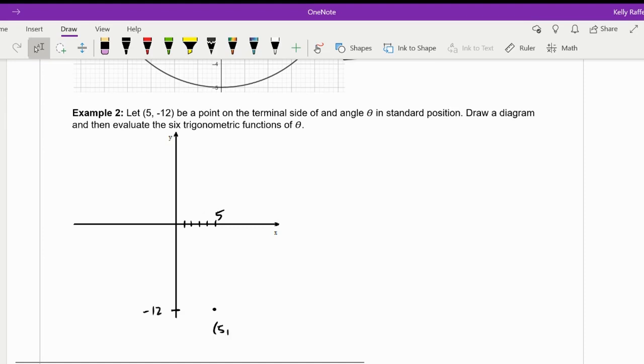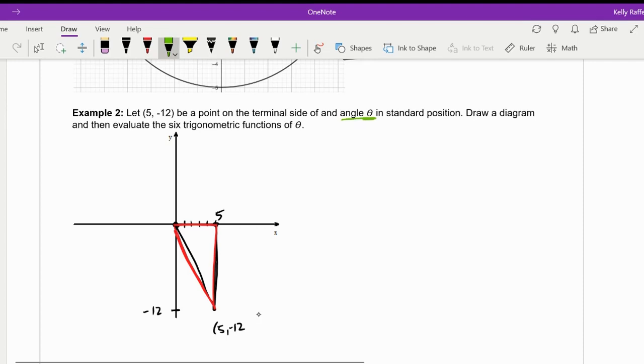So this would be my point. And we're going to draw our triangle. So you always go from the x-axis down to your point. We don't go from the y-axis. So from the x-axis to my point, and then from the origin is where our hypotenuse comes from. So my triangle always has a side on the x-axis.